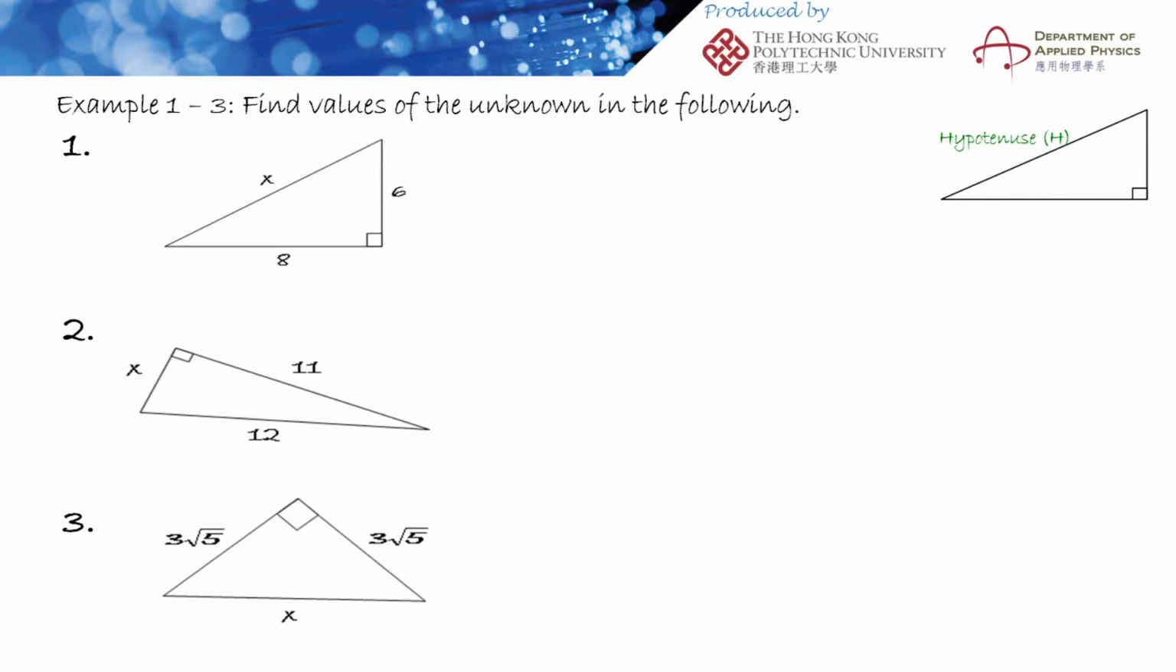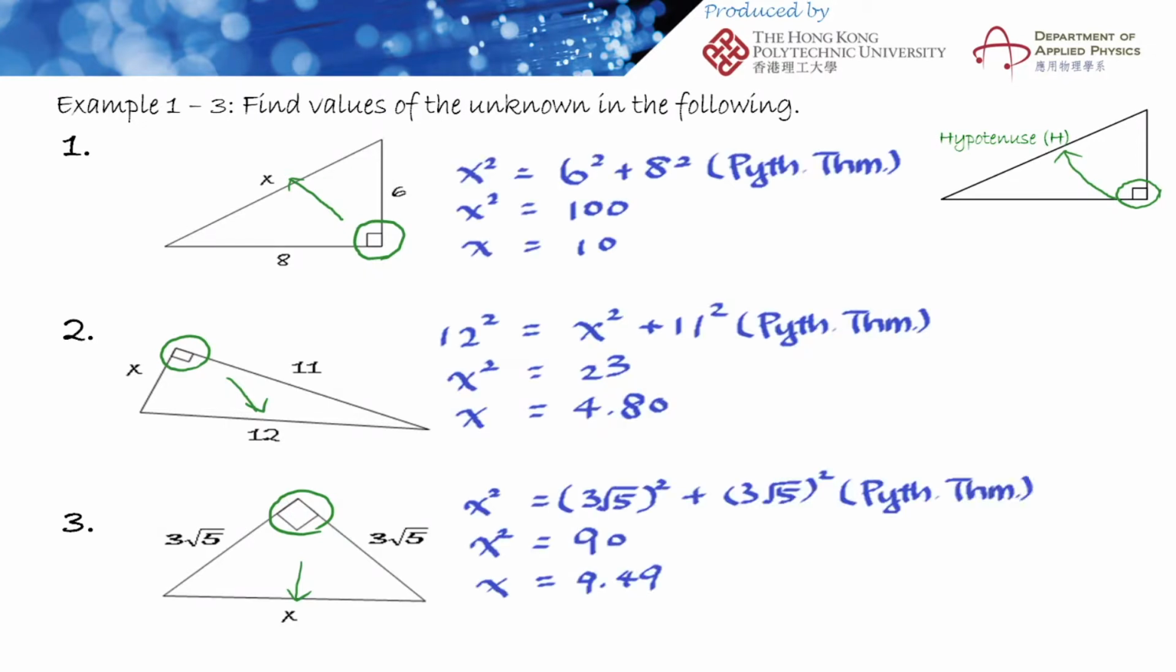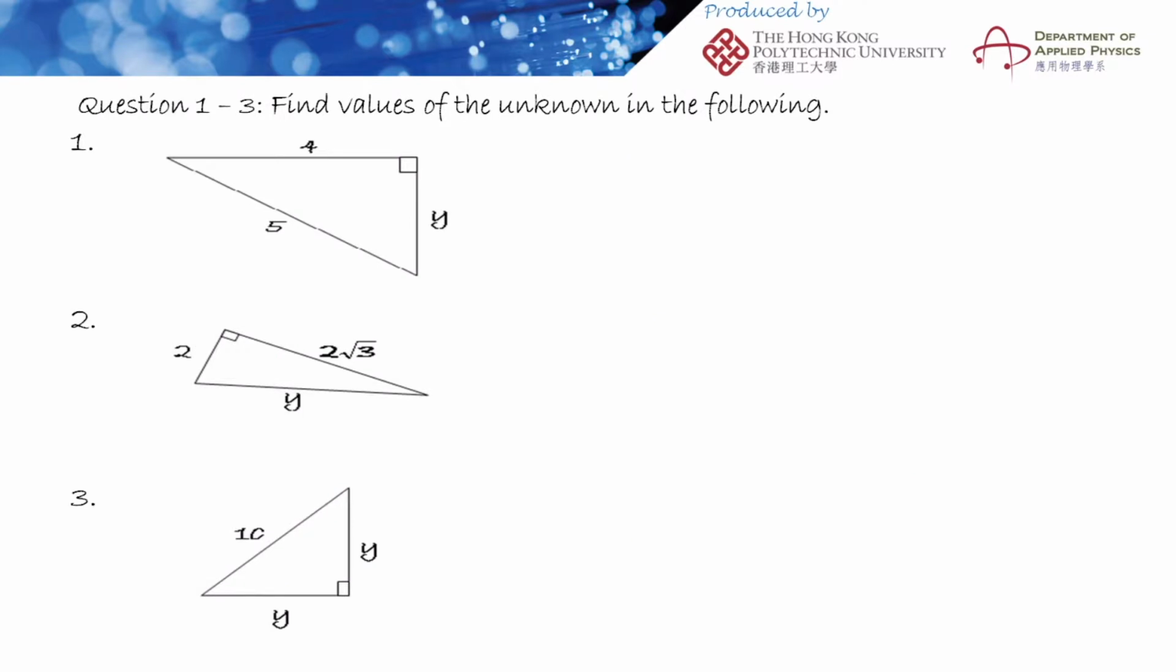We can see that all figures have a right angle. We can circle the right angle first, so we can identify which side is the hypotenuse. According to the Pythagorean Theorem, the square of the hypotenuse is equal to the sum of the squares of the two remaining sides. Now you can try to do these several questions.